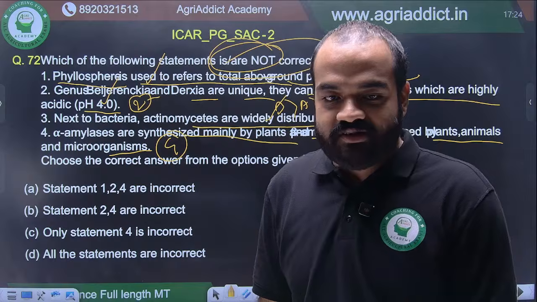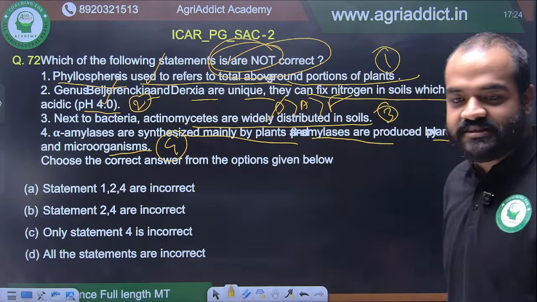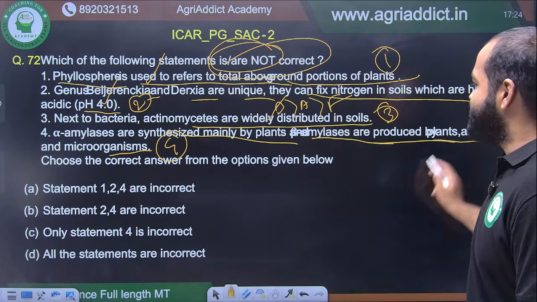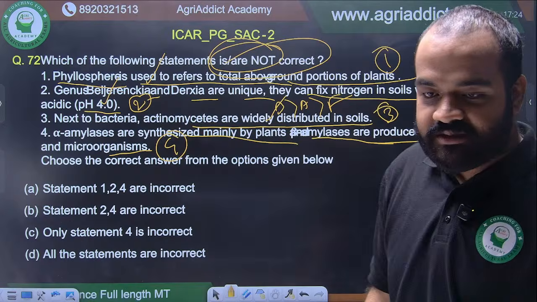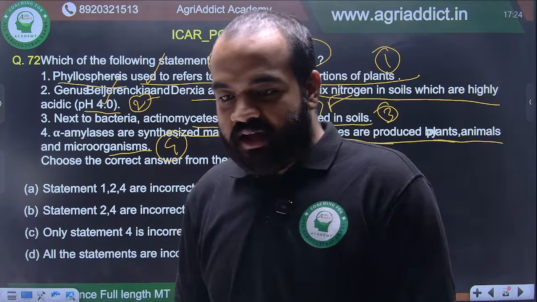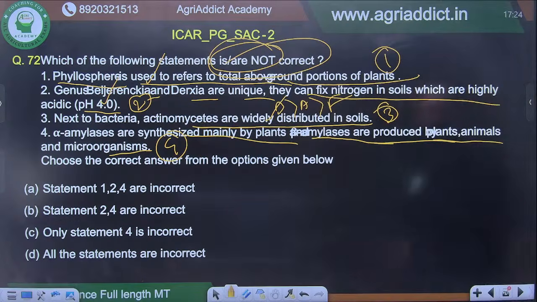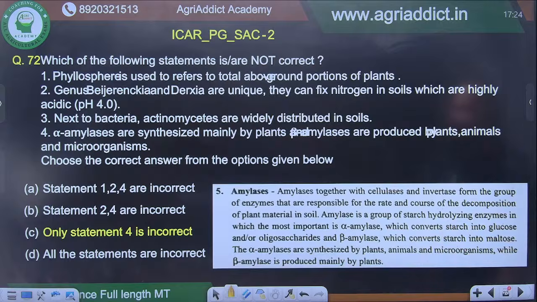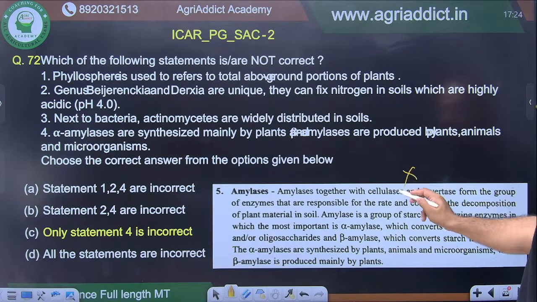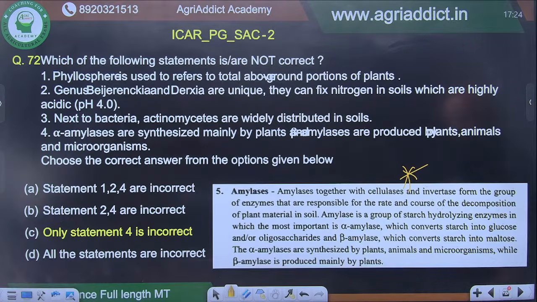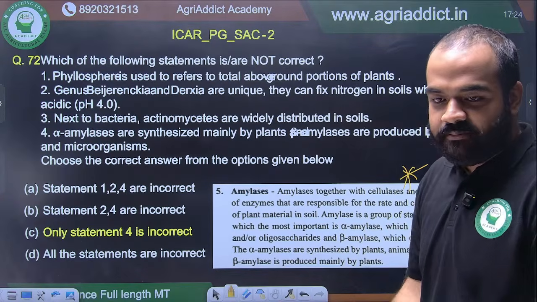What is wrong here? Alpha amylases are synthesized mainly by plants, whereas beta amylase are produced by plants, animals, and microorganisms. क्या गलत है इसमें? Alpha amylase by both plant, animal, and microorganism, and beta amylase is only by plants. Yes, you are very correct. This has been taken from treatise. No, this has been taken from new ICCs. Treatise में भी है. It is nothing but same.